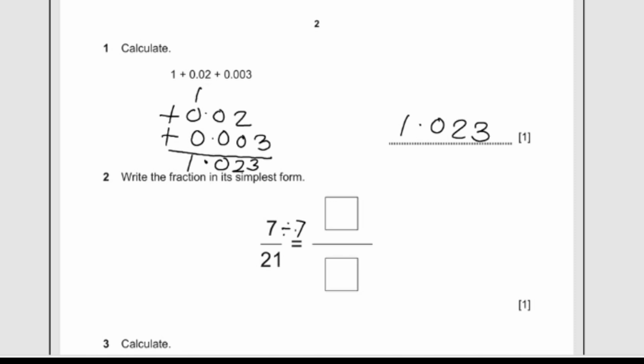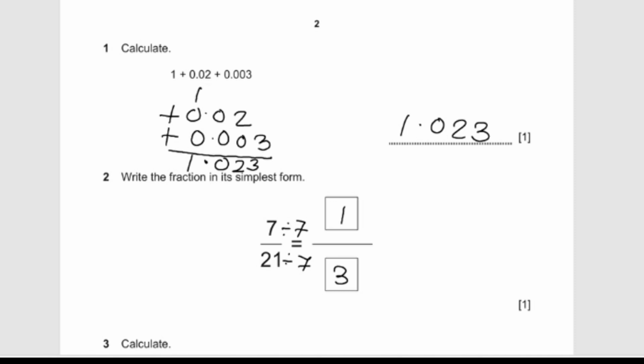Write a fraction in the simplest form. So for this, what you have to do? Find the common divisor. Here both the numbers are divisible by 7. So 7 times 1 is 7 and 7 times 3 is 21. Let us move on to the next question.